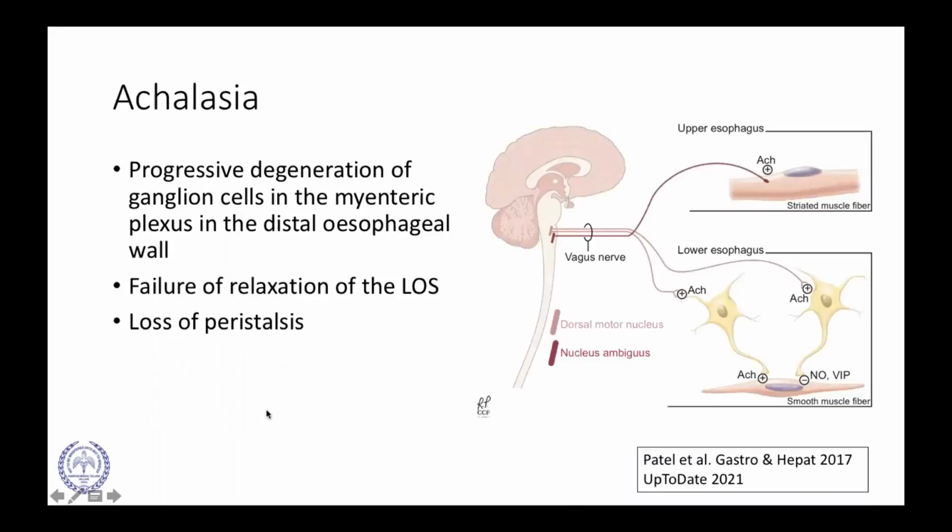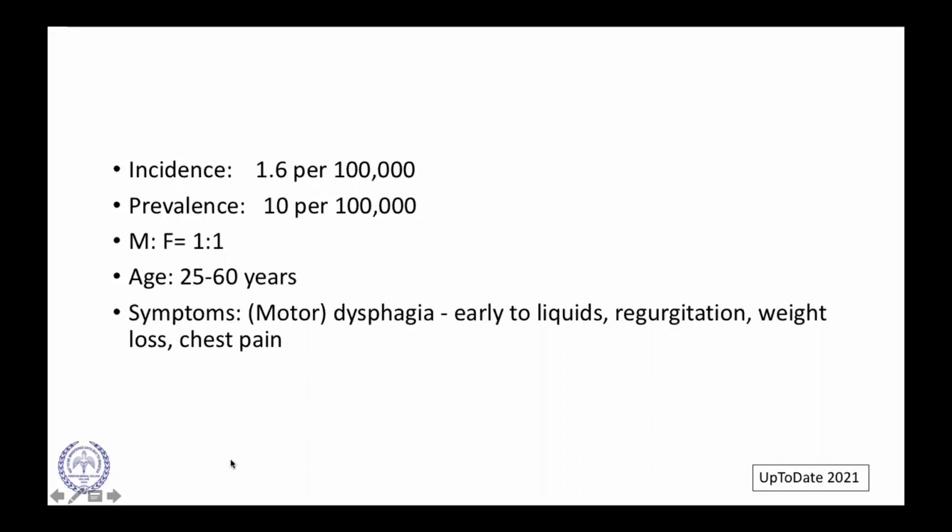Achalasia cardia is a result of the progressive degeneration of ganglion cells in the myenteric plexus in the distal esophageal wall. As the name suggests, there is a failure of relaxation of the lower esophageal sphincter. Later on, there would be a loss of peristalsis in the esophageal body. In the Western population, the incidence and prevalence of achalasia cardia are 1.6 and 10 per lakh population respectively. The male-female ratio is 1:1. The usual age of onset is between 25 and 60 years.